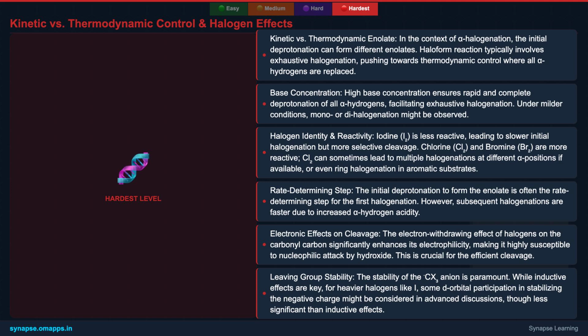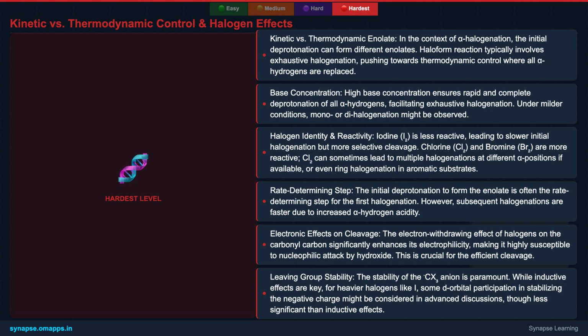Iodine is less reactive, leading to slower initial halogenation but often better selectivity, which is ideal for diagnostic tests. Chlorine and bromine are more reactive, sometimes leading to overhalogenation or side reactions in complex molecules.